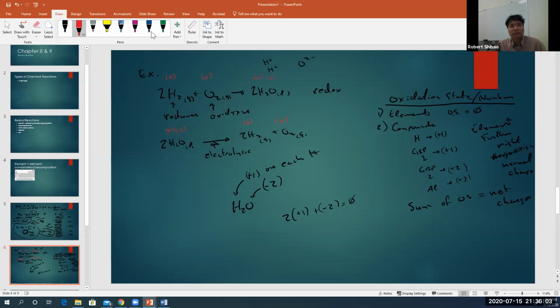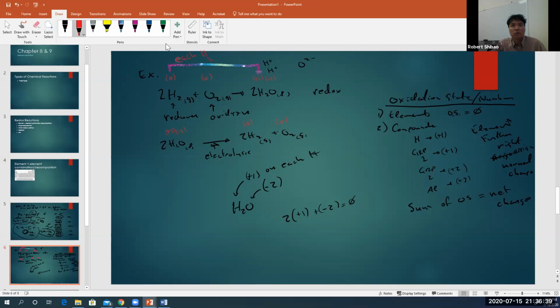Then we can analyze what happened here. Let's take a look at the hydrogen. The hydrogen is going from 0 to +1. That means each hydrogen lost 1 electron. To go from 0 to +1, each H lost 1 electron. If we look at oxygen, oxygen went from 0 to -2. So each O gained 2 electrons. We have 2 O's here.